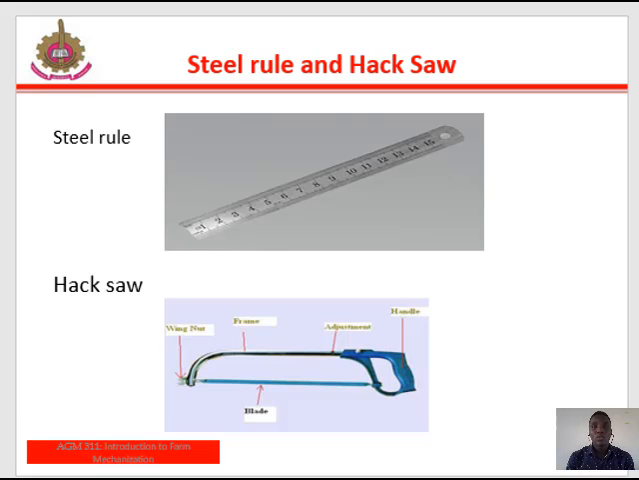Next hand tools that we'll be looking at is the steel rule and hacksaw. Steel rules are useful for ruling straight line, testing straight edges, and testing flat surfaces, while the hacksaw is used on the farm for cutting metals with minimum waste to ensure that the edges do not bend or distort.